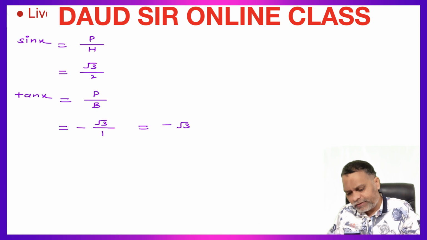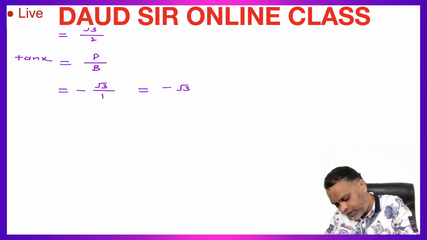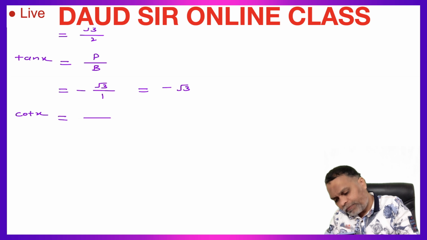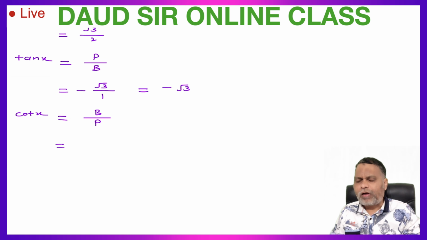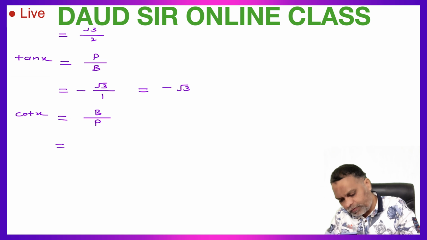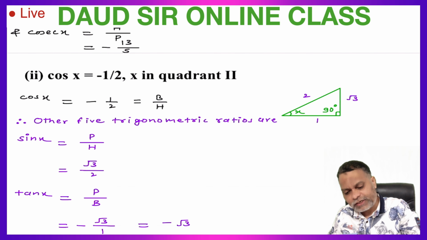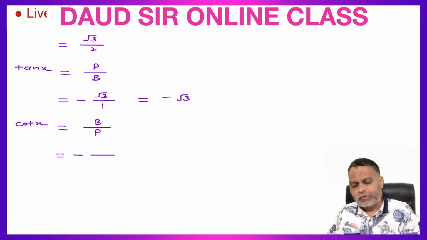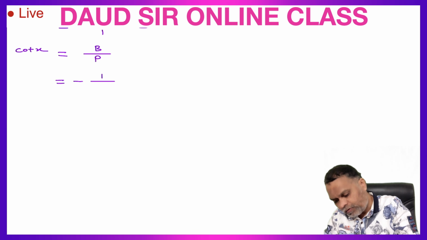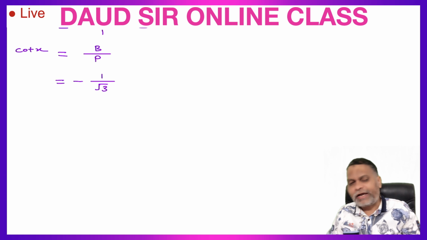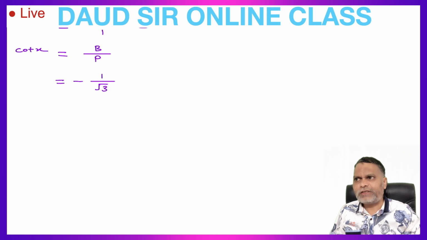Tan, then cot x is equal to base upon perpendicular. Again, cot x is negative in the second quadrant, so put minus sign and base upon perpendicular. Base is 1 and perpendicular root 3. So 1 upon root 3. So cot x is equal to minus 1 upon root 3. In the second quadrant, cot is negative, that is why the value is coming minus 1 upon root 3.